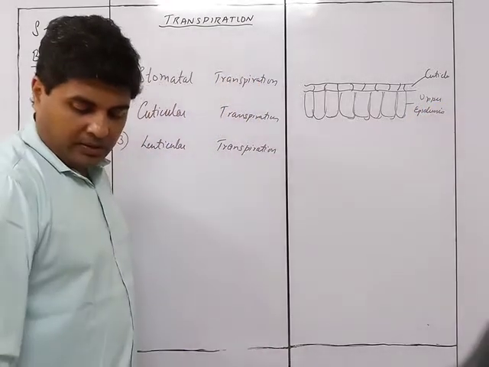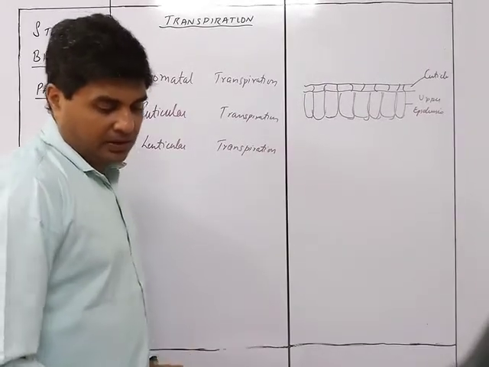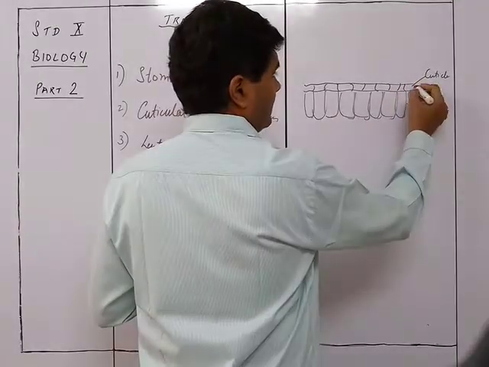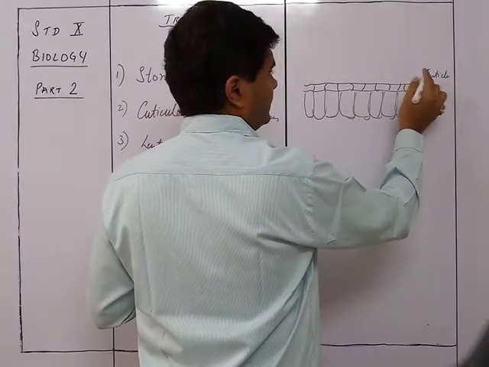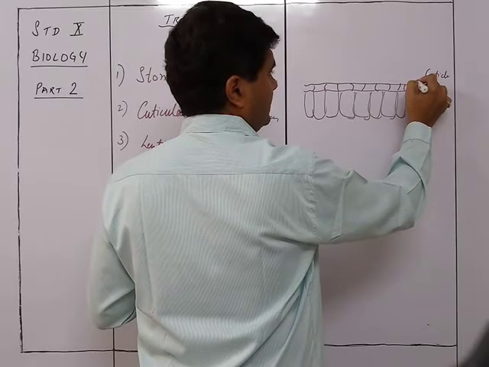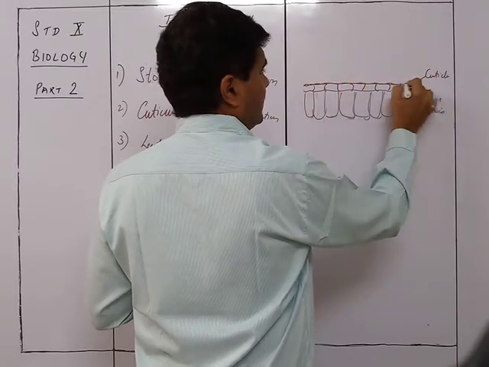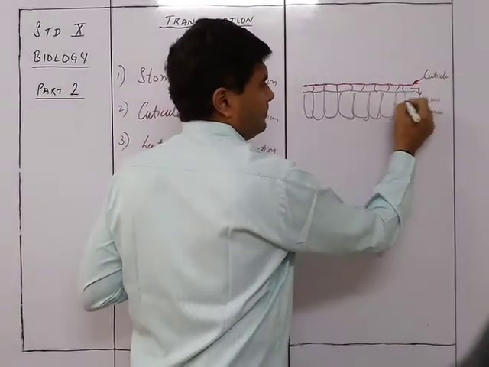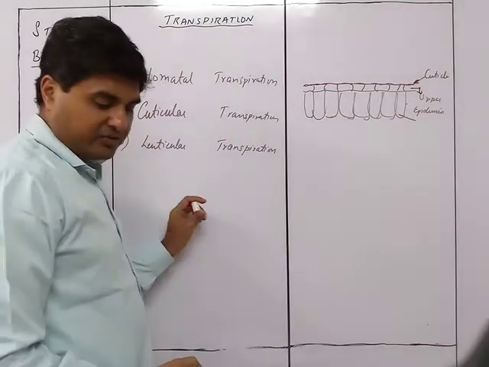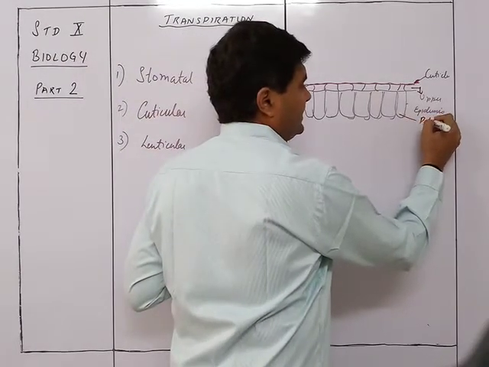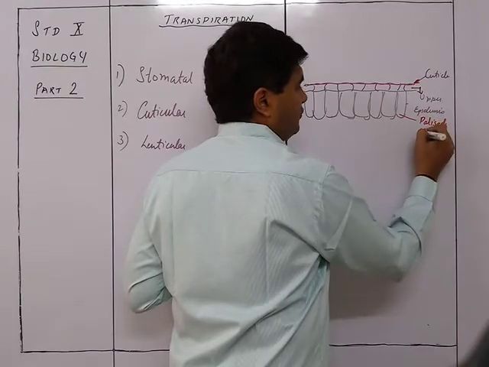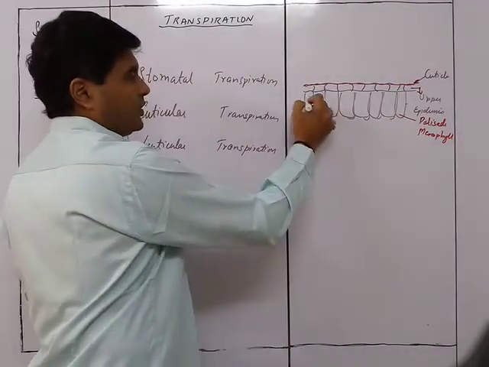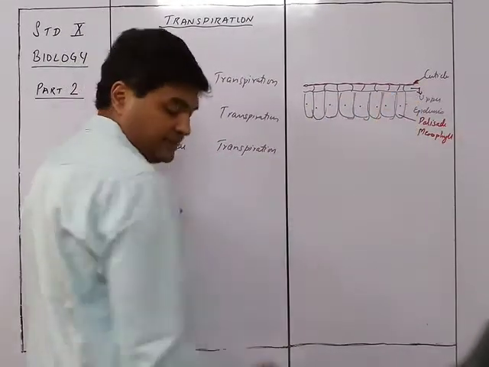The next, this is the upper epidermis. Cuticle is the topmost part. Then this is the upper epidermis. Below it is the palisade mesophyll. These are the cells which are called the palisade mesophyll.